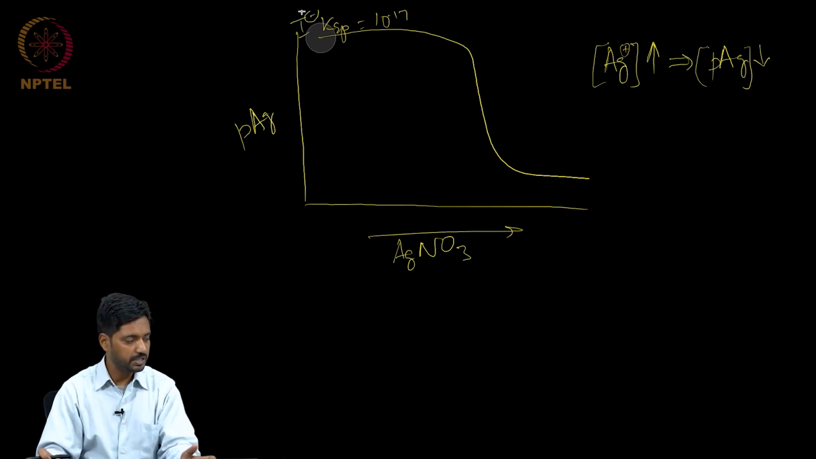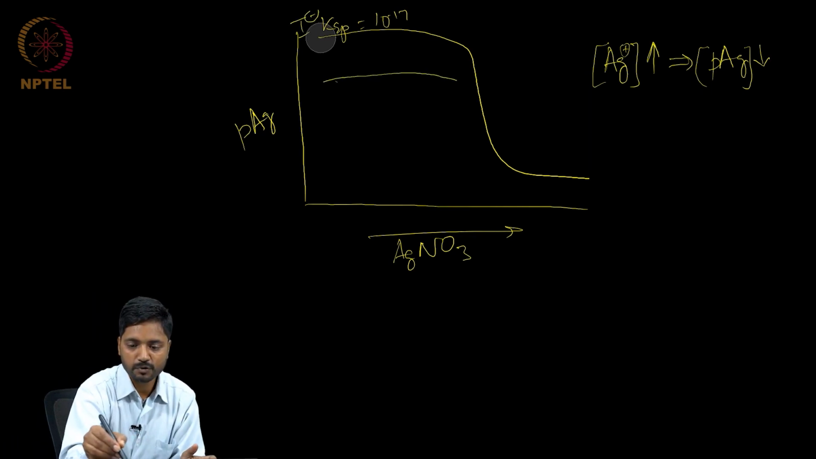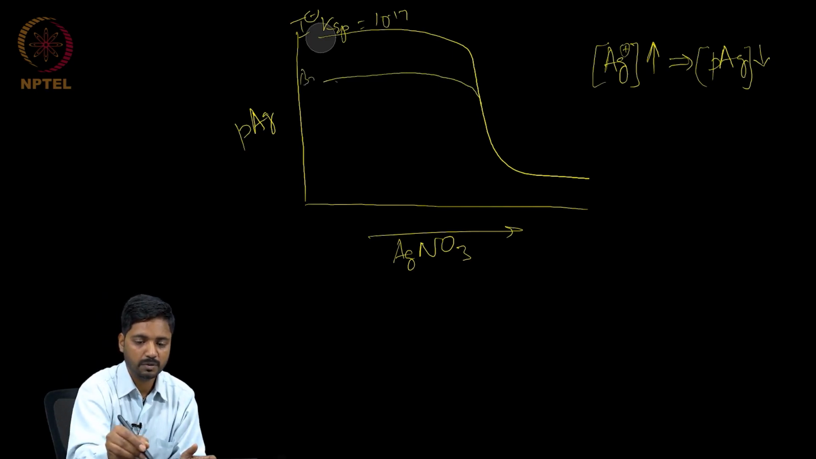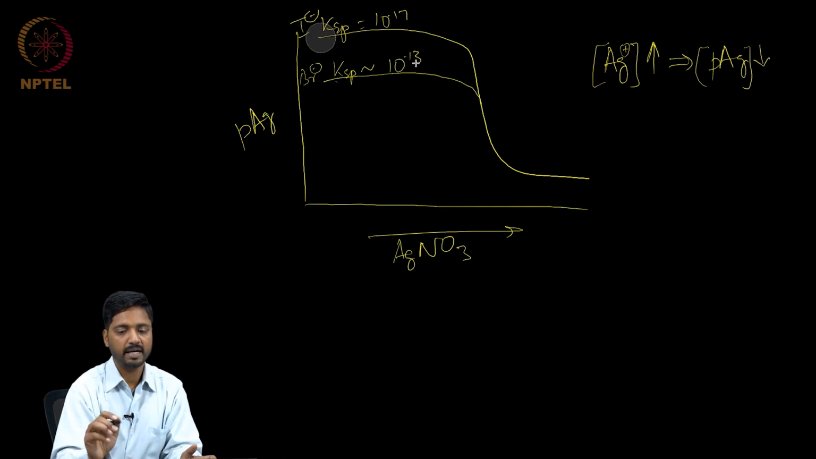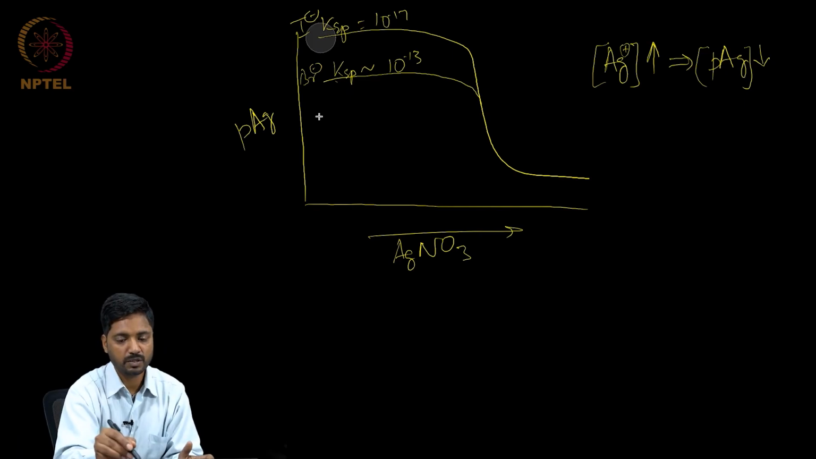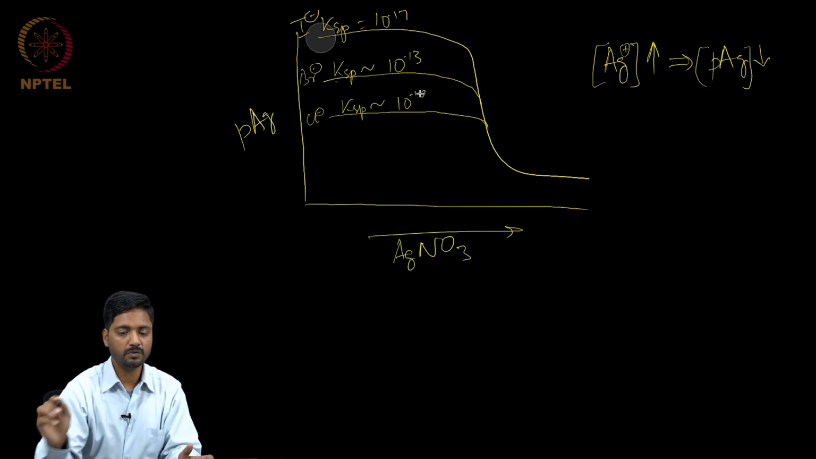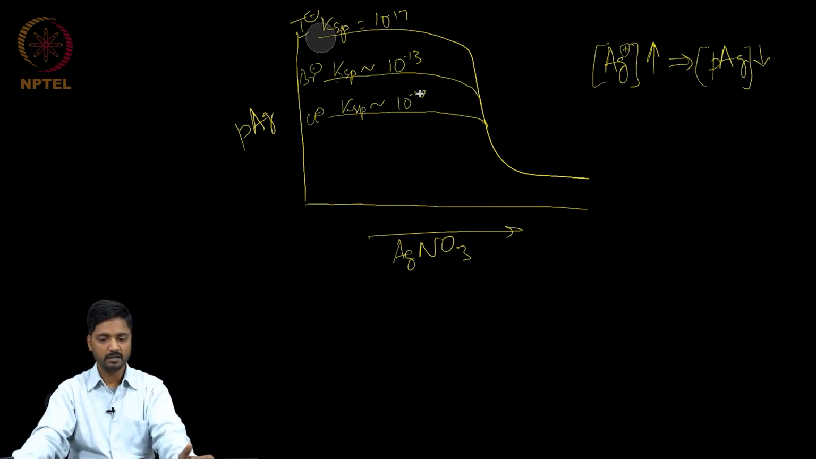When the anion is changed to bromide, the profile becomes less sharp because bromide has a KSP value of the order of 10 to the power of minus 13, and as the KSP value decreases further for chloride ions, this becomes even less sharp, and here the KSP value was of the order of 10 to the power of minus 10.